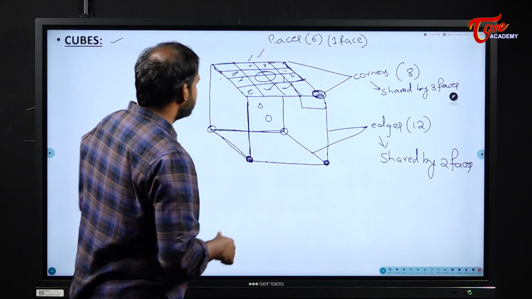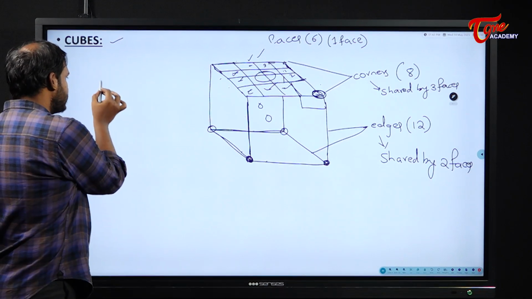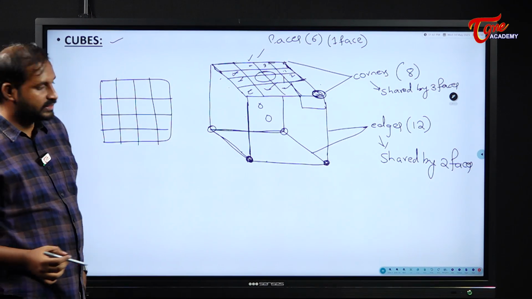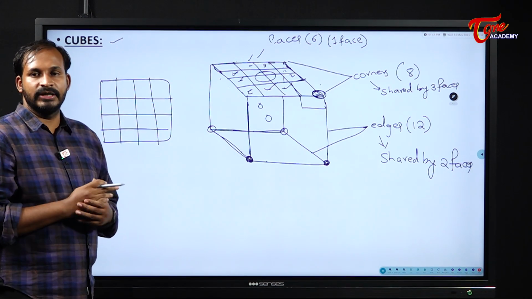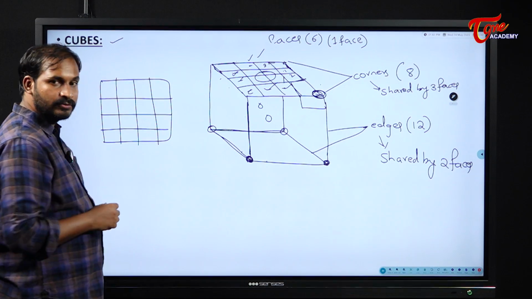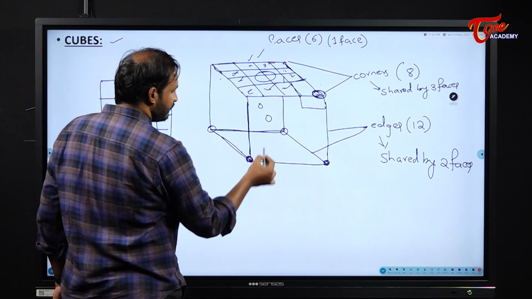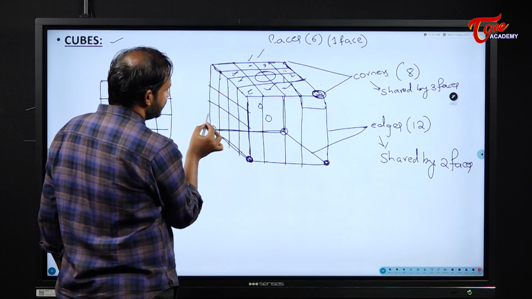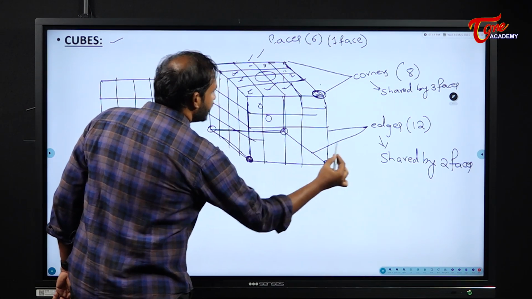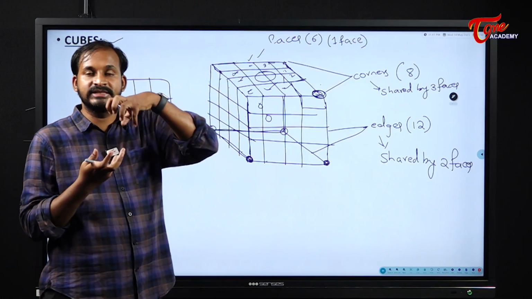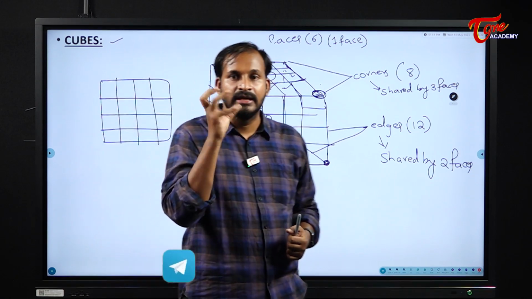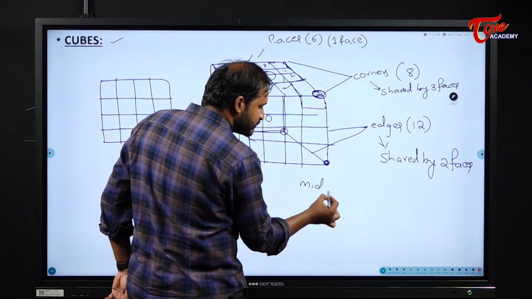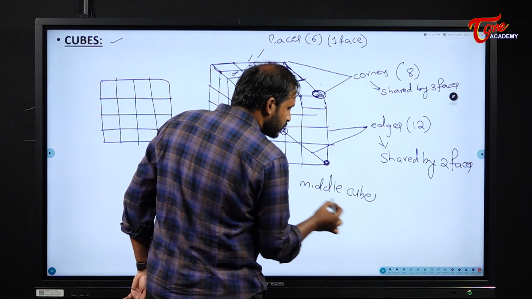Now, see here, students, if I cut like this along length, breadth and height, I have taken one face. Similarly, if I cut the complete cube into small cubes, definitely in the middle also I will have some cubes, right? Now I am cutting the cube intentionally. When I cut like this, definitely in the middle, at the core also, core means the middle portion, we will have some small cubes, right? Those cubes we will call middle cubes.